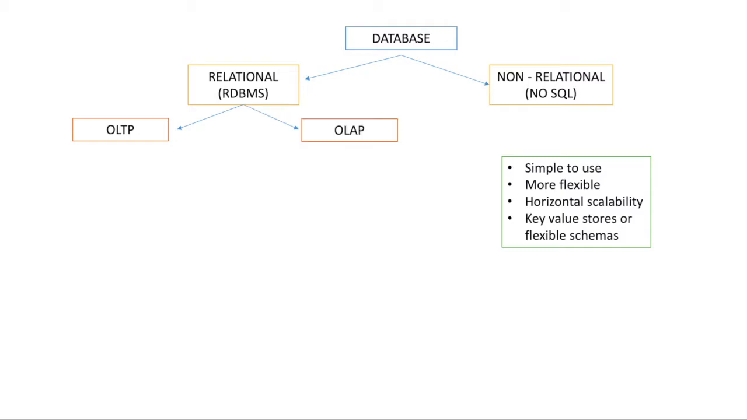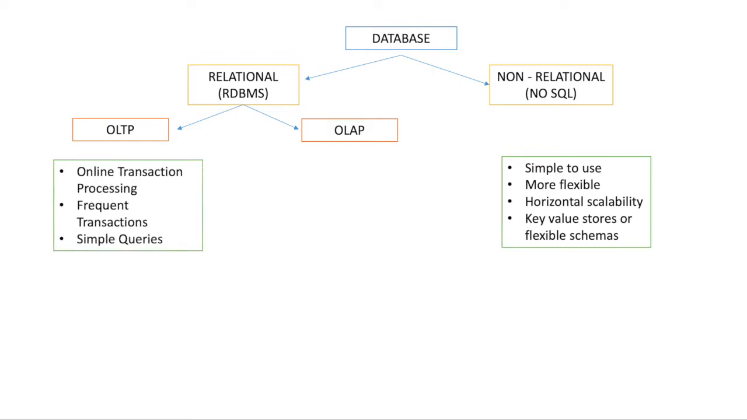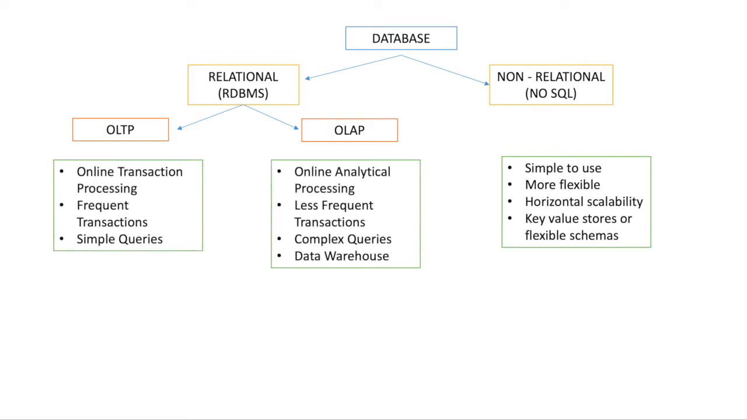Now within relational databases, you would have seen two kinds of divisions as well. One is online transaction processing and the other is online analytical processing. What is the difference between these two? Let's say we have a web banking database, and you just want to know the balance in your account. This is a very simple query. You do a select query where the account number is this account ID. It is a very simple query, and these kinds of transactions happen very frequently. So these are called online transaction processing.